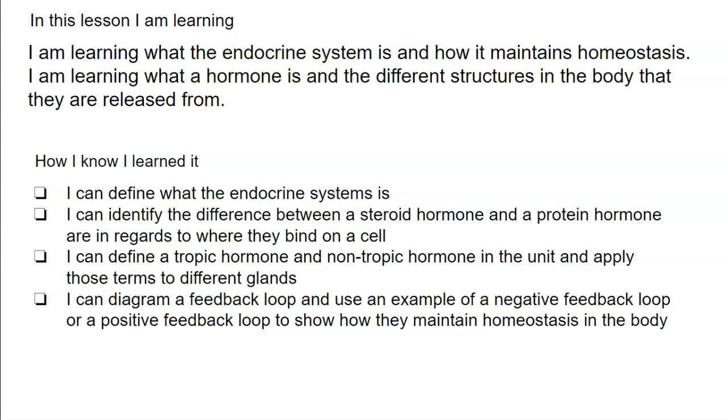And we talked a little bit about hormones. So your goal is to be able to tell me what the endocrine system is. Can you tell me the difference between steroid and protein hormones and where they bind? Can you define tropic and non-tropic? And can you make a feedback loop?